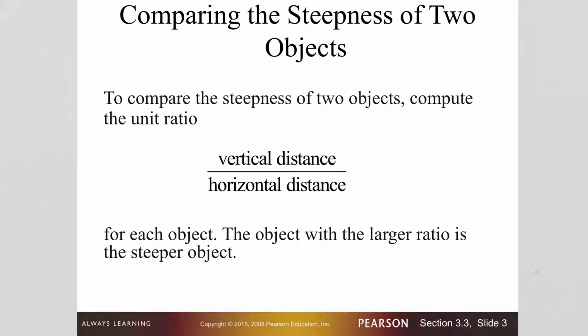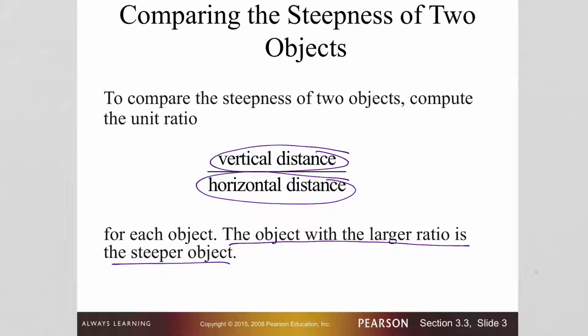Okay, so this page is just reiterating what I just said. You are comparing your vertical distance to your horizontal distance. And the object with the larger ratio is the steeper object.